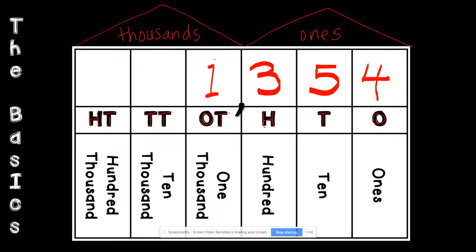If you look right here at this digit, it is a 1. This 1 is in the 1,000s place. So it has a value of 1,000. This digit has a value of 3 hundreds or 300. This digit has a value of 5 tens or 50, and this digit has a value of 4 ones or 4.